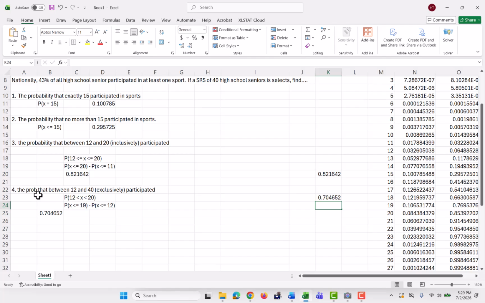So for those of you that have used the graphing calculator for any of these, and if you looked at some of my main video, this behaves exactly like the binomial CDF in the graphing calculator.